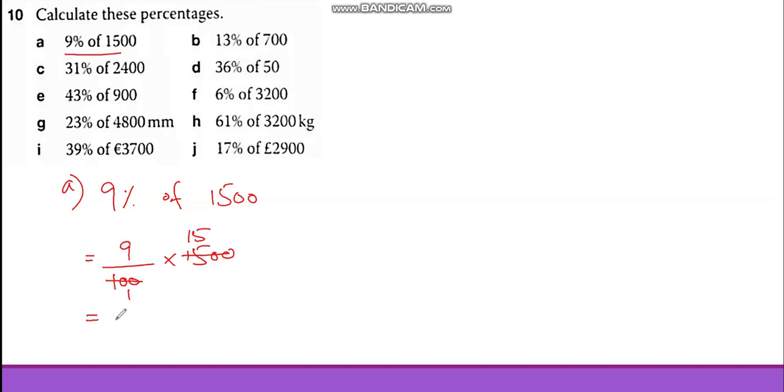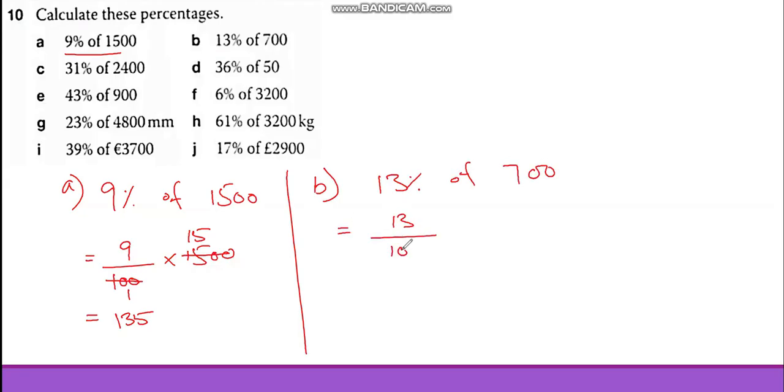So 9 times 15 is 135. Similarly, I can do B part over here. That is 13% of 700, which means 13 out of 100 times 700. So we can use the calculator. That is 13 times 700 divided by 100. That is 91. So I'm leaving the remaining parts for you.